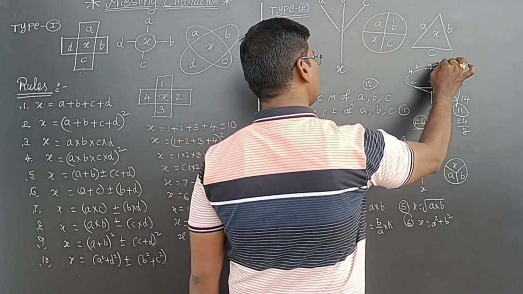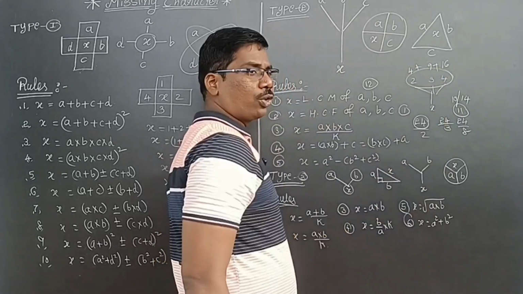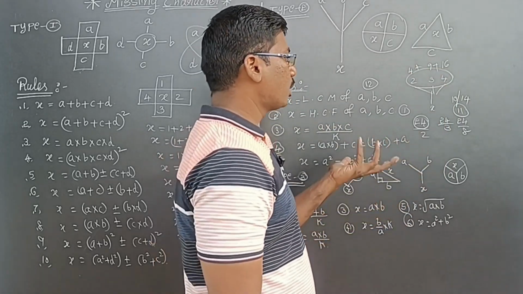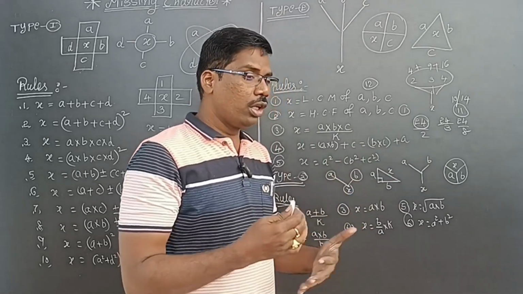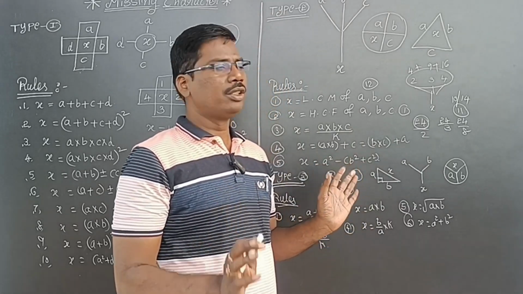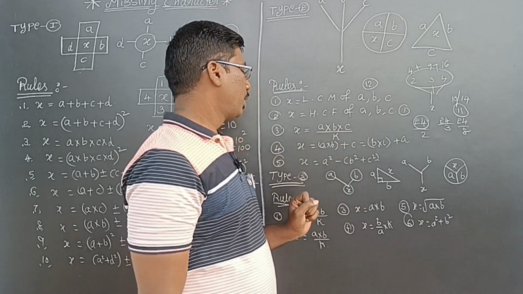Add these all. So 16 plus 4, 20, 20 plus 9, 29. You may get the answer. So like this you have to do. So use your left brain. Use your left brain, you will get the answer. Definitely you will get. So these are the types. Next.